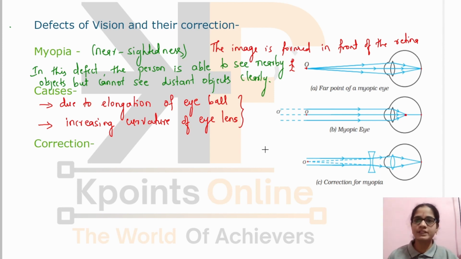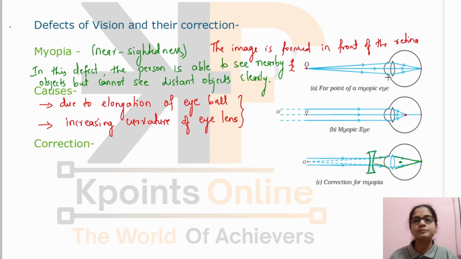So actually what's happening here? These rays are converging at this point which we don't want. We want to converge these rays and form the image on the retina. So what can we do for this? We can use the concave lens here. Why do we use a concave lens here? Because it has the property of diverging the rays. What happens when these rays are diverged? These rays are going to meet after some time. They are not going to meet here only. This is the main use of this concave lens.